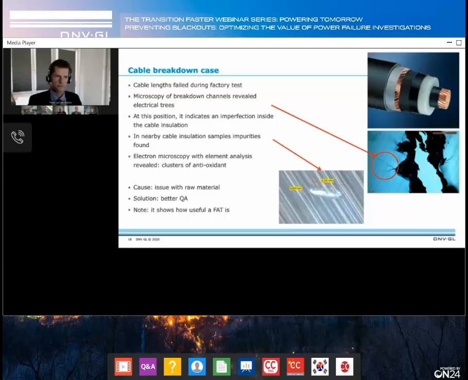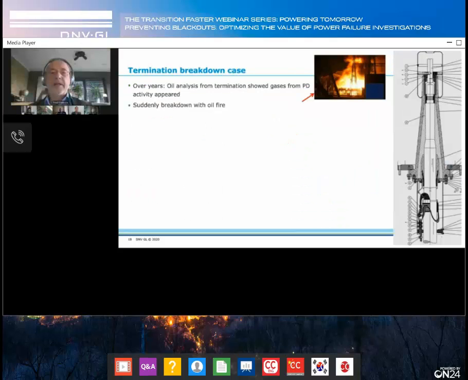Yes, that is another case I would like to show you, which is a termination that failed somewhere in the world. It gave a big explosion, as you can see in the photo with the fire. On the right-hand side, you can see the termination. But what we learned also is that before the breakdown, explosion and fire happened, people made oil analysis of the oil inside the termination and found clear evidence of some partial discharge activity. That they didn't use, and that was a pity, as I will show you later on.